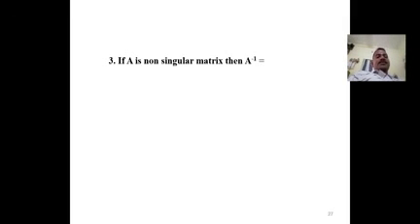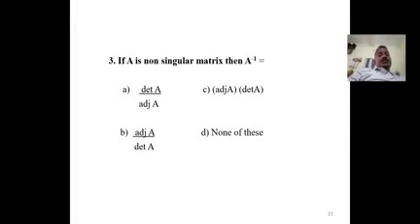If A is a non-singular matrix, then A inverse is adjoint A by det A. First option is det A by adjoint A, C option is adjoint A into det A, B option is adjoint A by det A, D option is none of these. So B is the correct option. Here is a typical mistake.